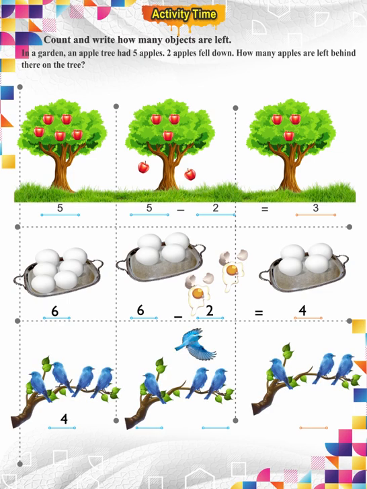There were 4 bluebirds on the branch of a tree. 1 bluebird flew away. How many bluebirds are left behind there on the branch of the tree? Hence, 4 minus 1 is equal to 3 bluebirds are left behind will be the right answer.